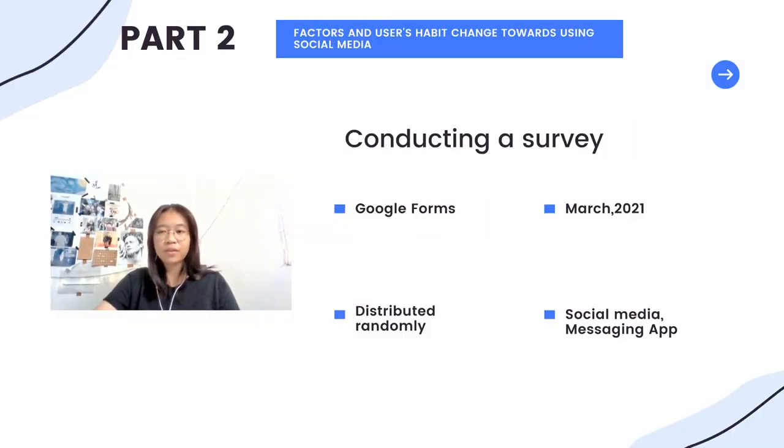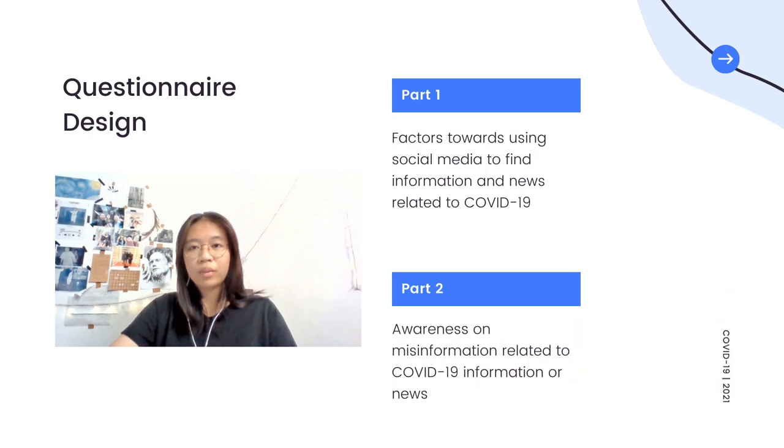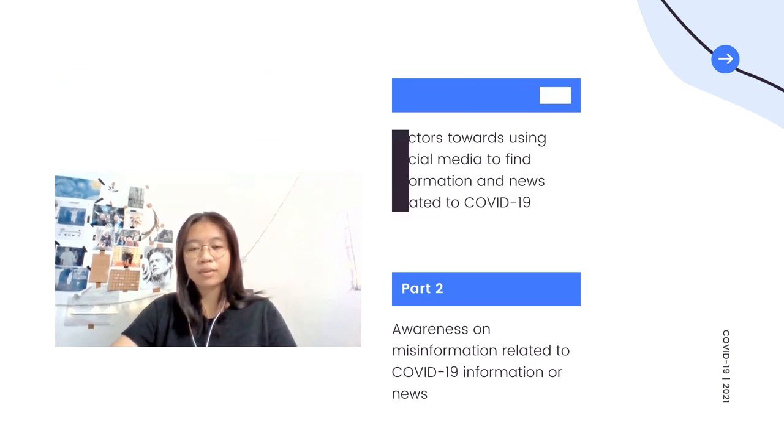And for the second part of the study, which is factors and users' habit change toward using social media, a survey was conducted using Google Form in March 2021, within 3 weeks, and this survey was distributed randomly through social media such as Facebook, Instagram, Twitter, and also messaging apps such as Telegram and WhatsApp. The questionnaire was designed into two parts, which are first, factors toward using social media to find information and news related to COVID-19, and second, awareness on misinformation related to COVID-19 information or news.